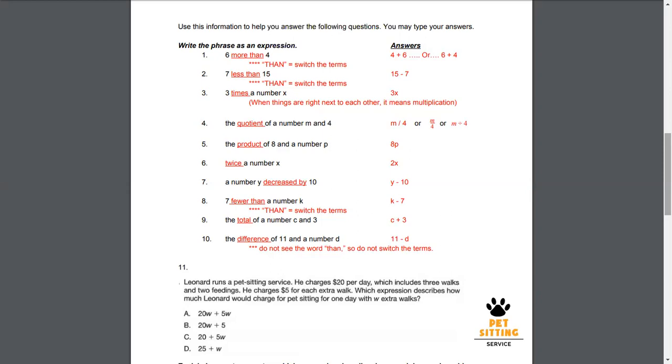Okay, number 4, the quotient. We know quotient is division, so the quotient of m and 4. Now in this case, because it's division, the order does matter. So we have to go in the order that the terms are listed in that verbal model.